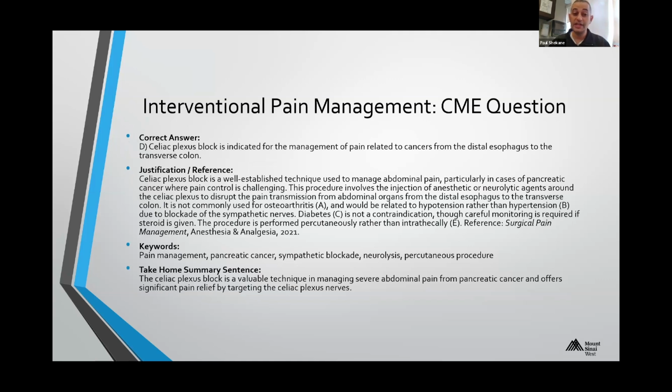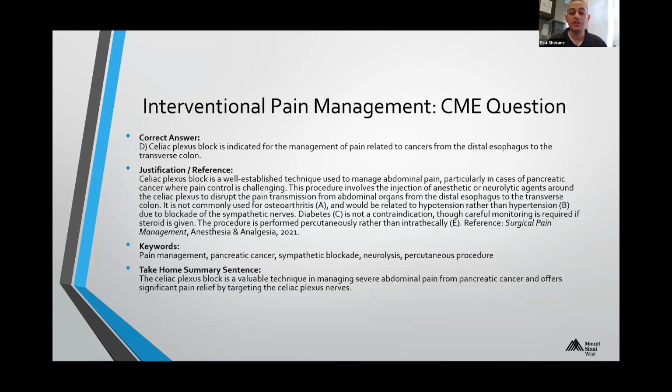The correct answer is D. Celiac plexus block is indicated for management of pain related to malignancies that originate from the distal esophagus to the transverse colon, including the pancreas. Celiac plexus block, as we discussed prior, is a well-established technique used to manage abdominal pain, particularly in cases of pancreatic cancer, where pain control is challenging using other techniques such as medications.